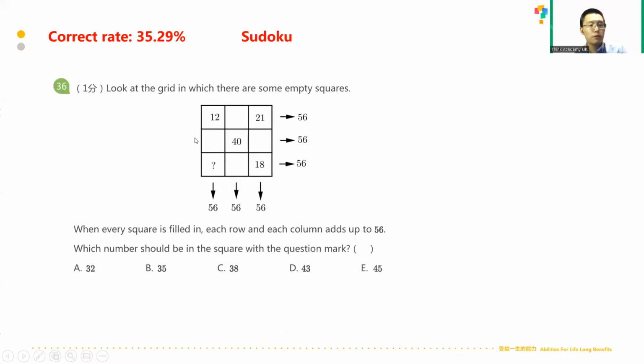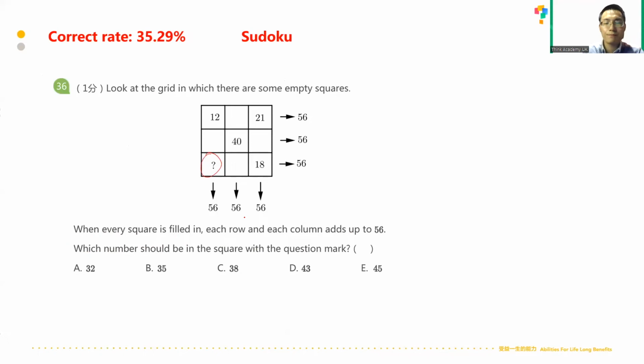And then let's move on to the Sudoku one. The Sudoku one also has a relatively low correct rate, only 35.29%. Looking at the grid, in which there are some empty squares, we know that when every square is filled in, each row and each column adds up to 56. So we want to know what number should be in the square with the question mark.